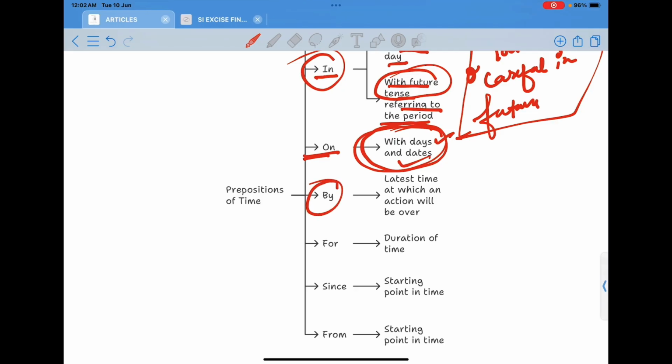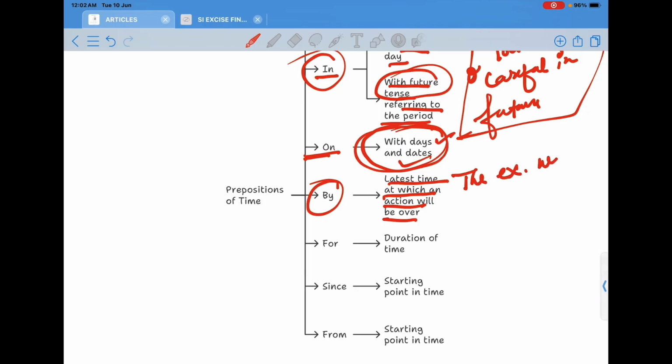Next, by. By refers to the latest time. Means latest time you are talking about, at which an action will be over. For example, the examination will be over by 5 p.m. So this examination will be over by 5 p.m. So you are talking about this latest time. So that time you will use by.